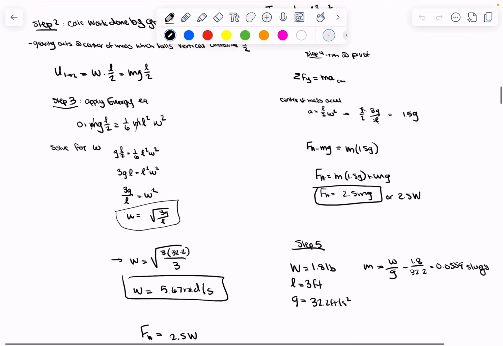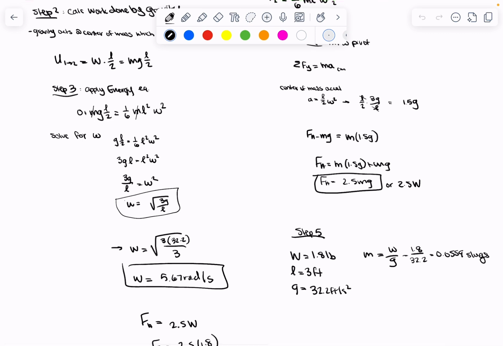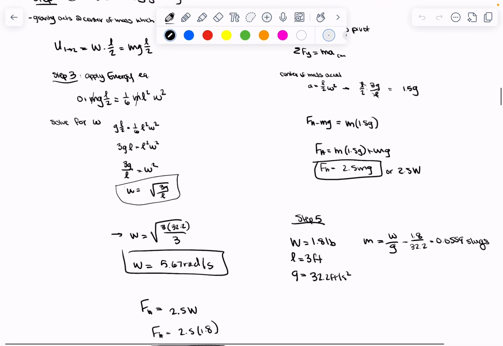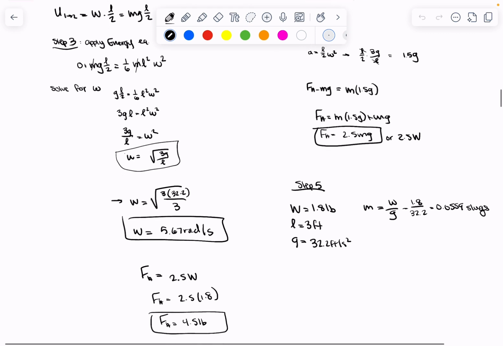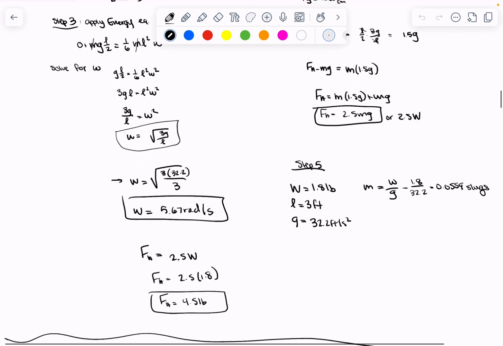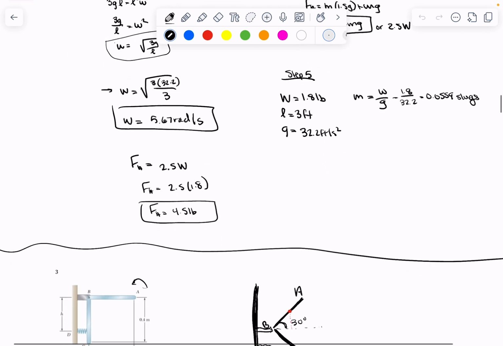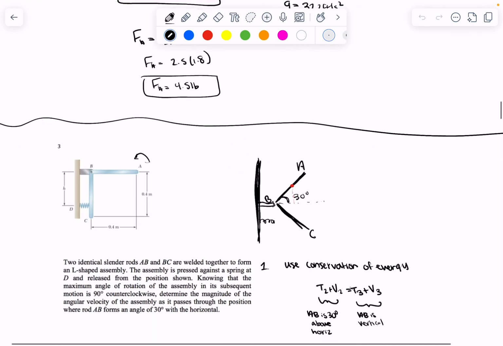And then the reaction at the pivot, you get to be 2.5 mg, or 2.5 times the weight. And then we're just calculating with some given numbers, and we get omega to be 5.67 radians per second and the force at A to be 4.5 pounds.